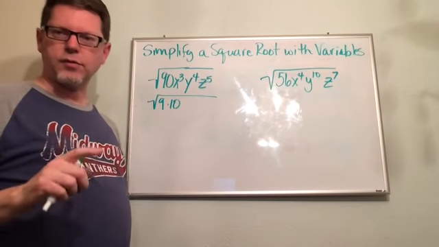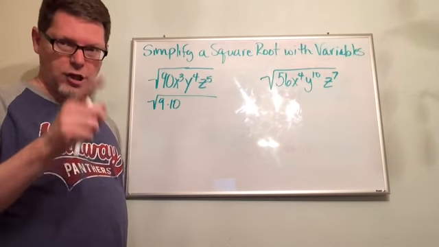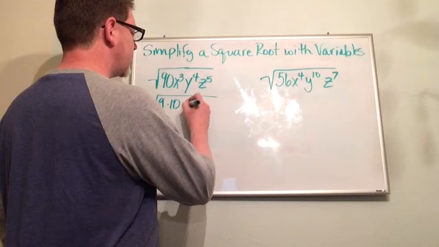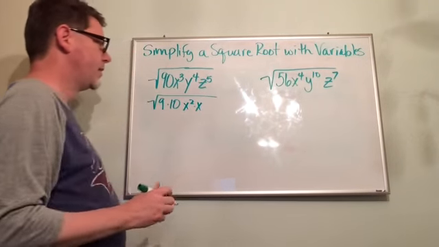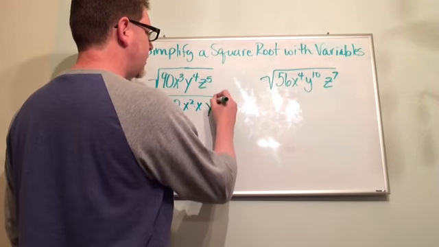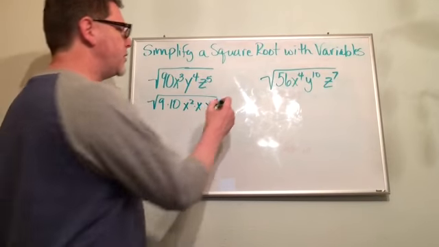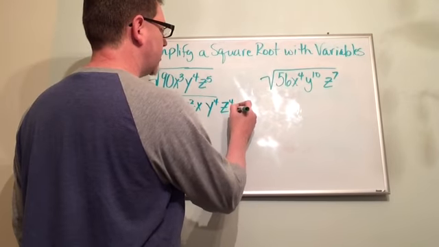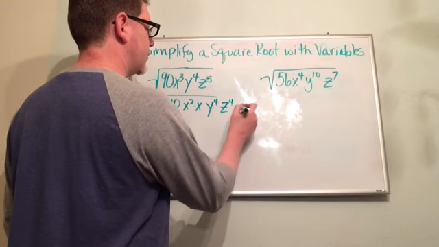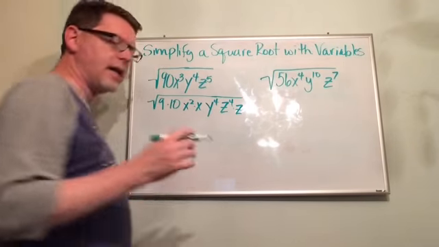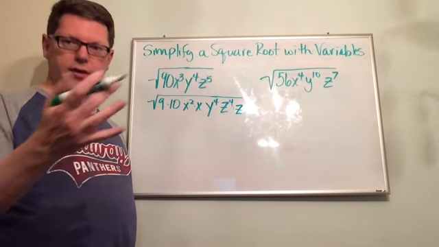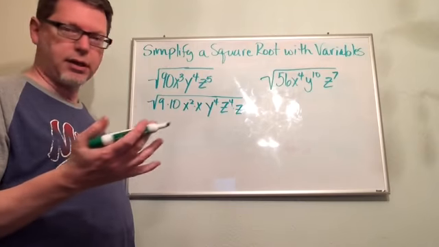Now can I find the square root of x to the third? No, I have to break that down into x squared times x. And then y to the fourth I can leave because it has an even exponent. And then z to the fifth I need to break down into z to the fourth times z. So now let's find the perfect squares of what we can, and we'll leave what we can't.